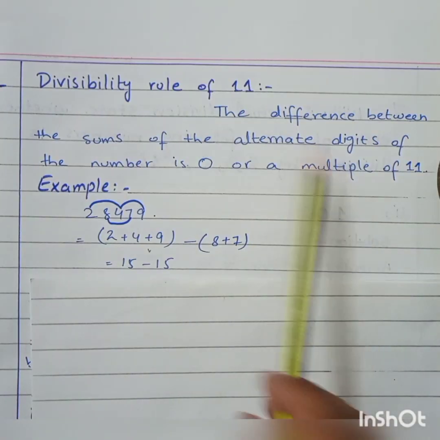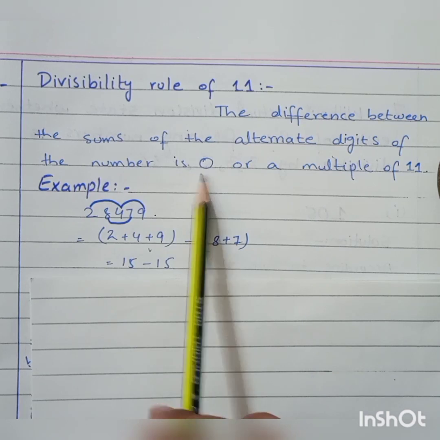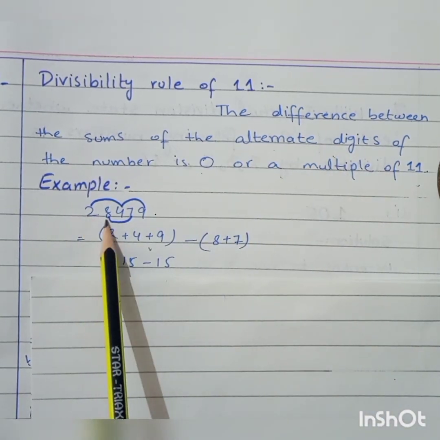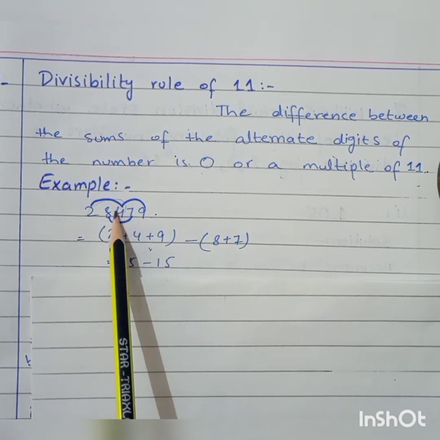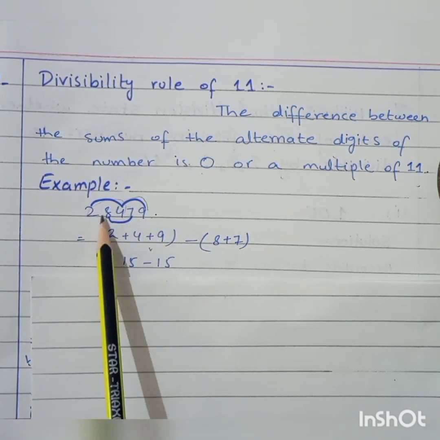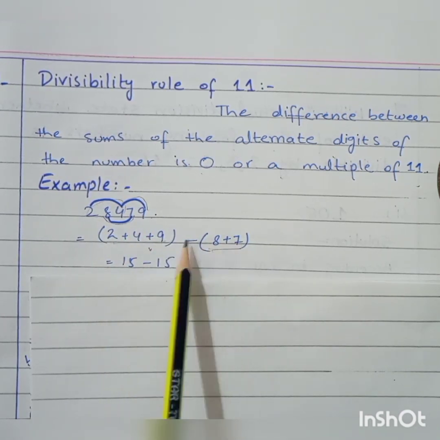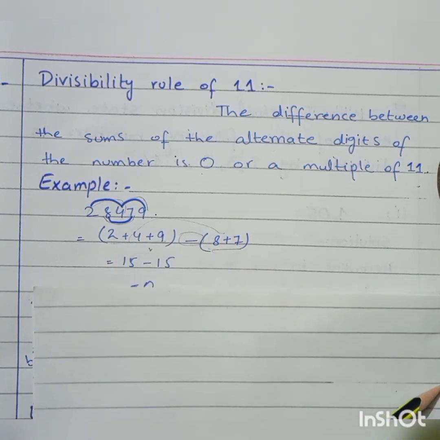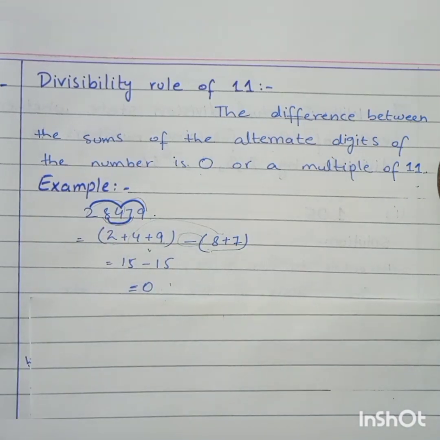Ninth rule, for 11: the difference between the sums of the alternate digits of the number is 0 or a multiple of 11. This number 28479, the alternate digits are 2, 4, 9 and 8, 7. When we take the difference of the sums of these digits, we obtain the result 0. So we can say that this number 28479 is a multiple of 11.